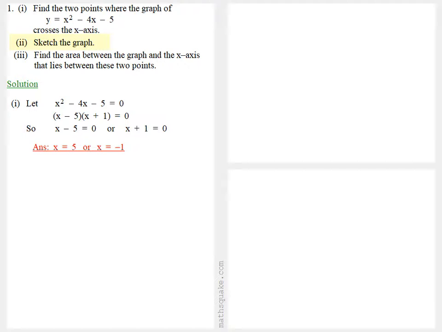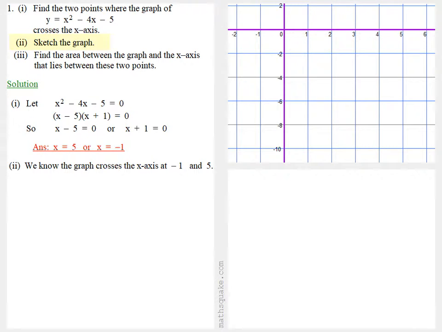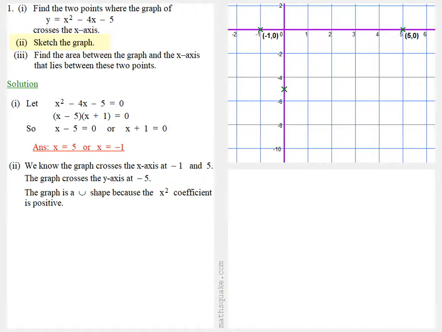Now in part 2, we're asked to sketch the graph. Now we know the graph crosses the x-axis at -1 and 5. The graph also crosses the y-axis when x is 0, so y is minus 5. The graph is a U-shape because the x squared coefficient is positive. Hence we can draw the graph.